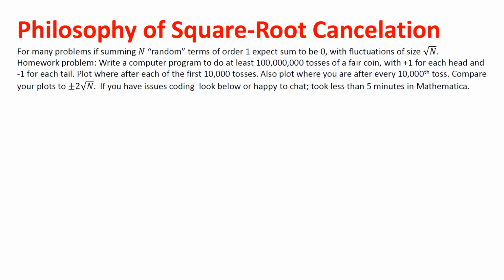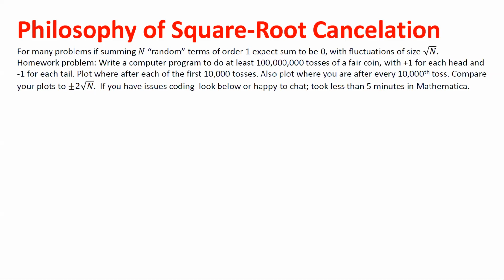So for homework, I want you to write a computer program to do at least 100 million tosses of a fair coin, do plus 1 for each head, minus 1 for each tail, plot where you are after each of the first 10,000 tosses, also plot where you are every 10,000th toss. And then compare your plots to plus or minus 2 root n. The square root of n is the standard deviation.